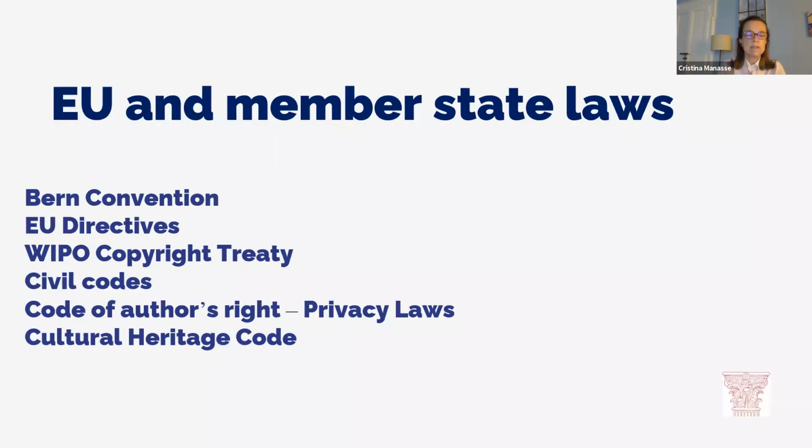So let's start by identifying which are the main legal sources. The main one is the Berne Convention, which provides the minimal protection and leaves to the member states the possibility to identify which are the images that have to be protected under copyright law and how they are protected. So I would say the limits and the goals of the protection.